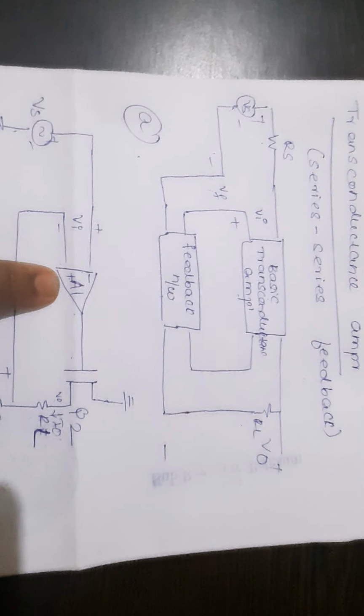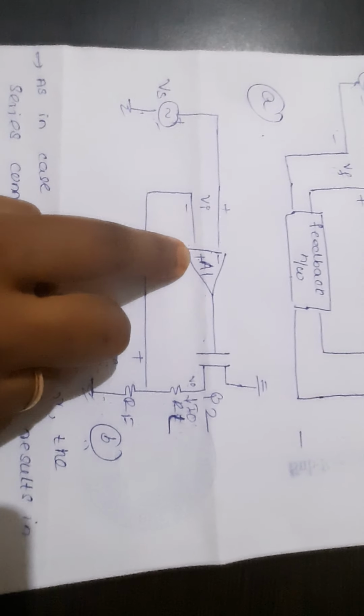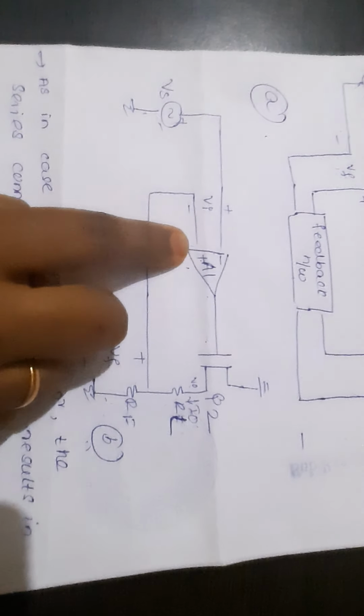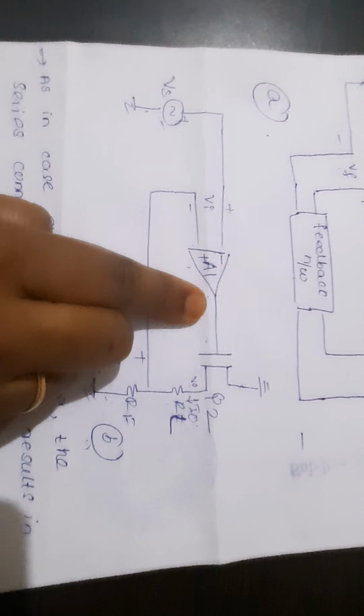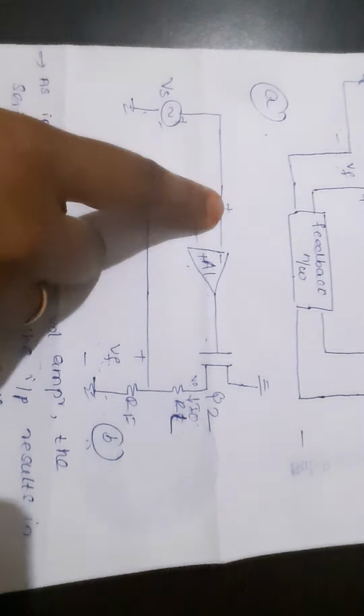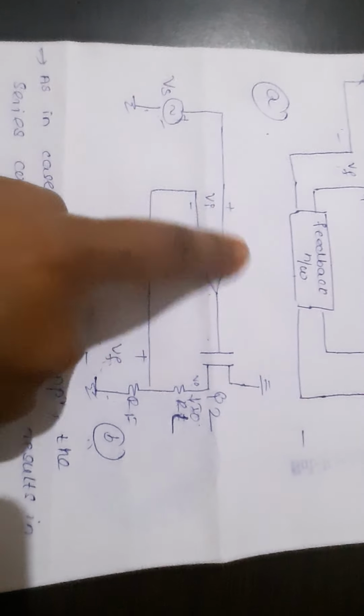As we know, our op-amp has two input terminals, one is inverting and one more is non-inverting. Pin number 2 is inverting, pin number 3 is non-inverting, pin number 6 is output voltage. We need to give Vs to one of the input terminals and Vf to the other input terminal. So we have taken this op-amp.